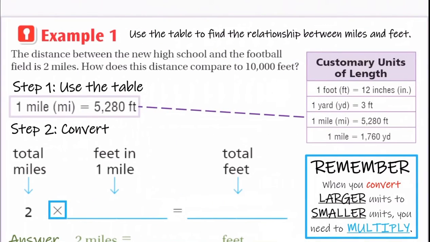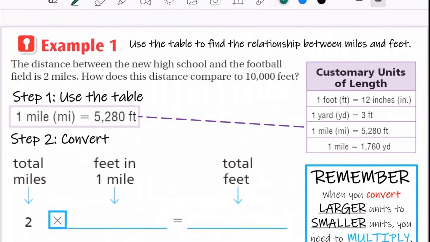Okay, so this looks pretty complicated, but it's not. Here's another example. We're going to use the table to find relationships between miles and feet. The distance between the new high school and the football field is 2 miles. How does this compare? This is really important because you will be doing this. You'll be comparing.